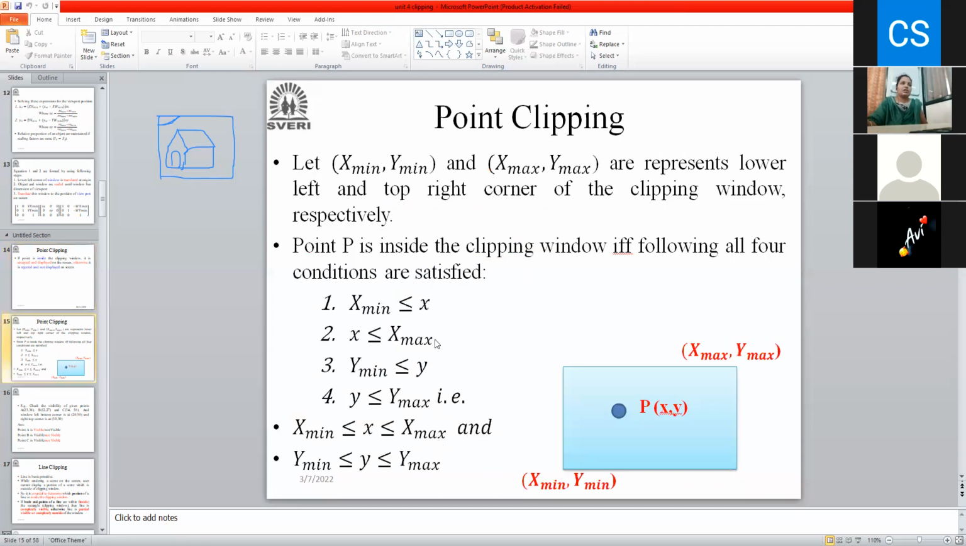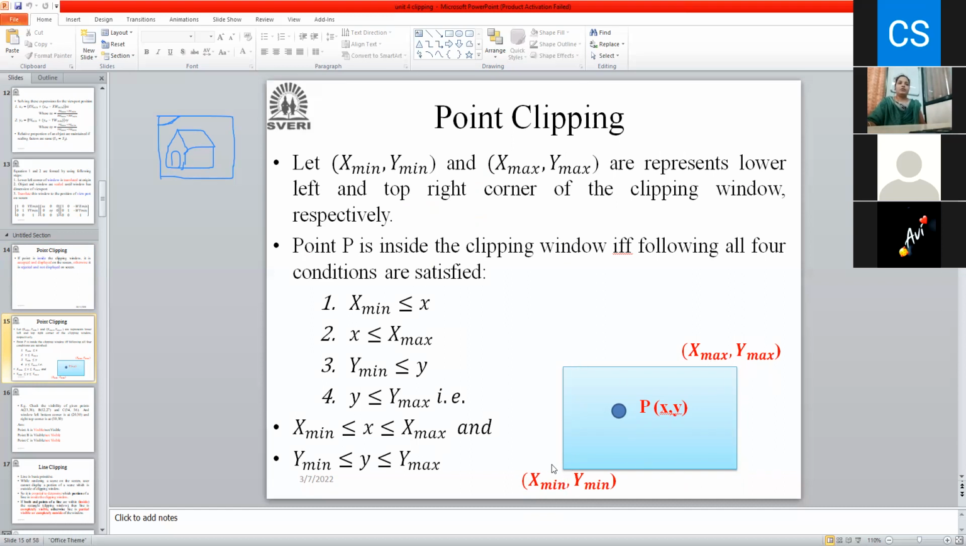So these are the conditions of the point clipping. Both the conditions should be true, then only the point is considered to be inside. So here P is a point with x, y as xy coordinates. Here x min, y min and x max, y max are representing the boundaries of the clipping window.